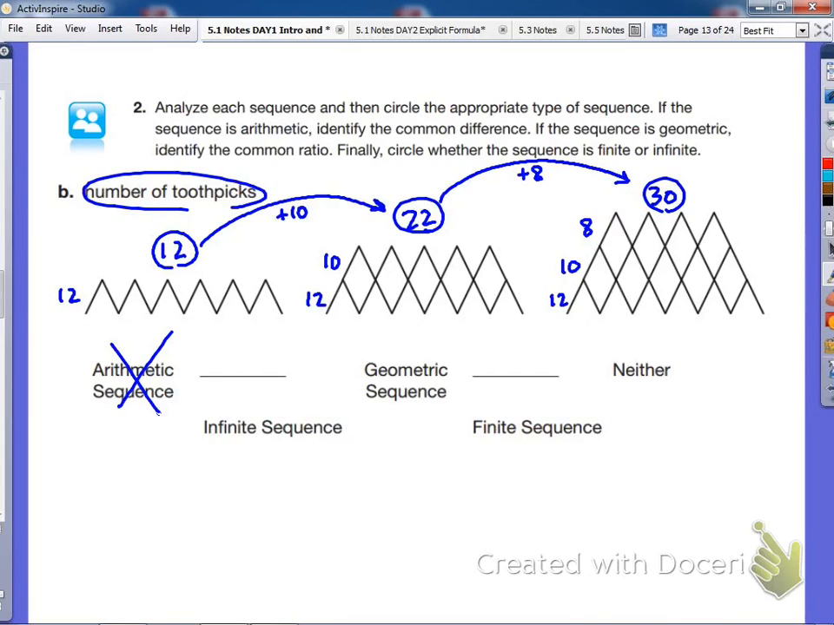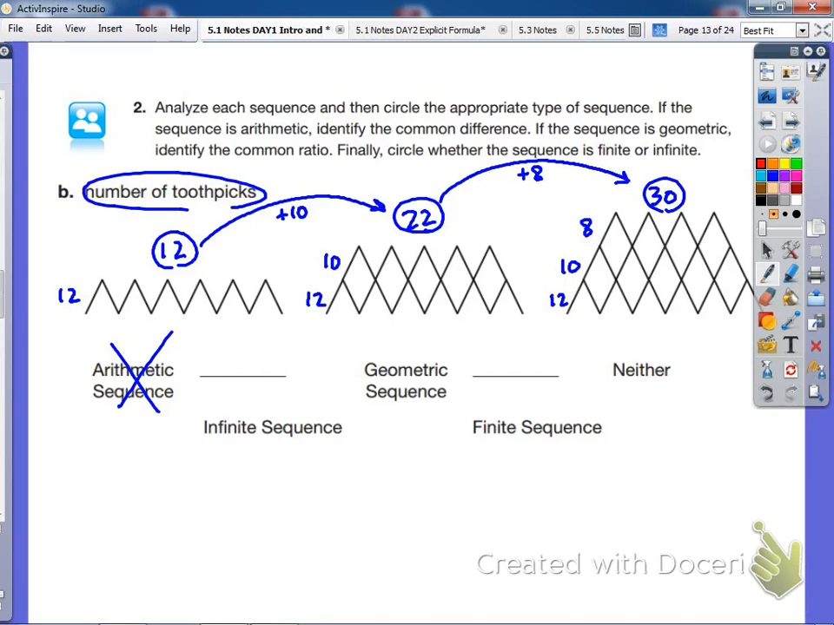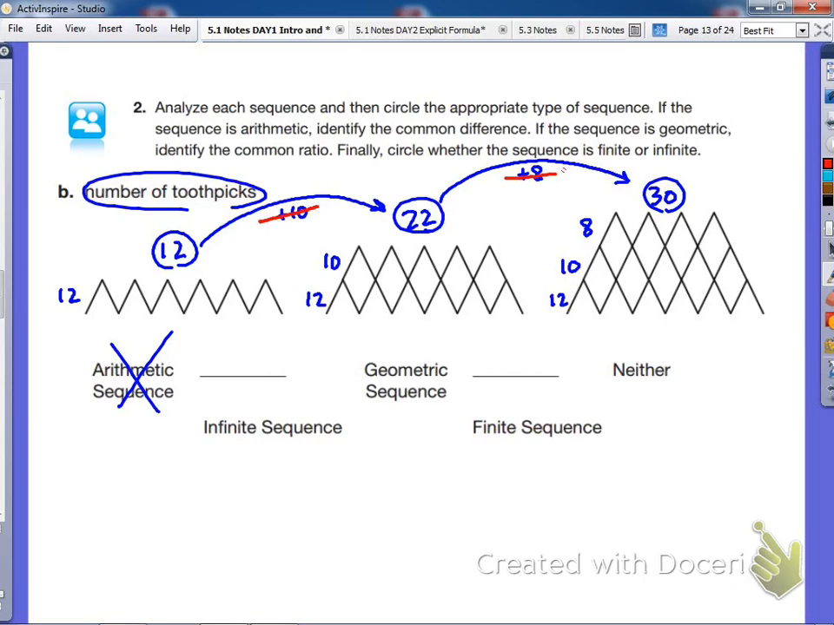So, all right, our next question: is this a common ratio instead? Do we have a geometric sequence here? So, let me just kind of cross through that because that's useless to us. What do we multiply by? 12 times what is 22? You can't do it.